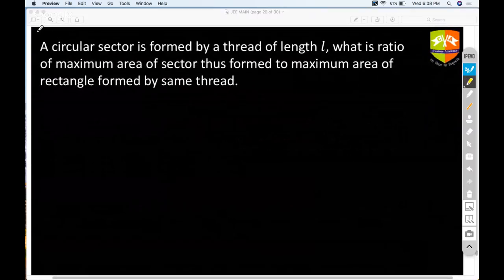Next is question number 28. A circular sector is formed by a thread of length L. What is the ratio of the maximum area of the sector to the maximum area of the rectangle formed by the same thread?